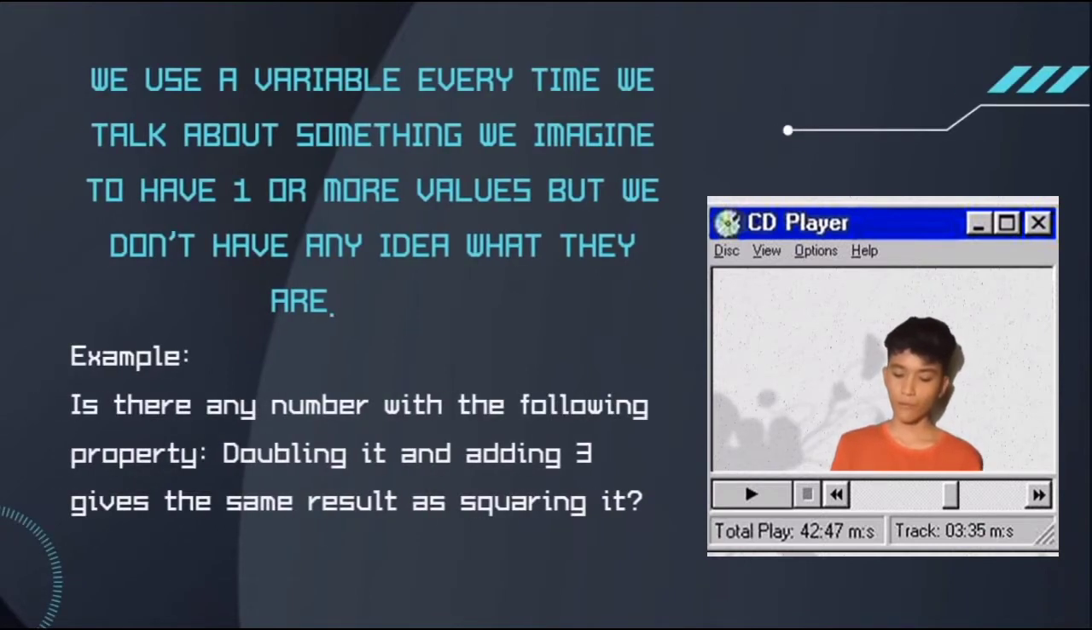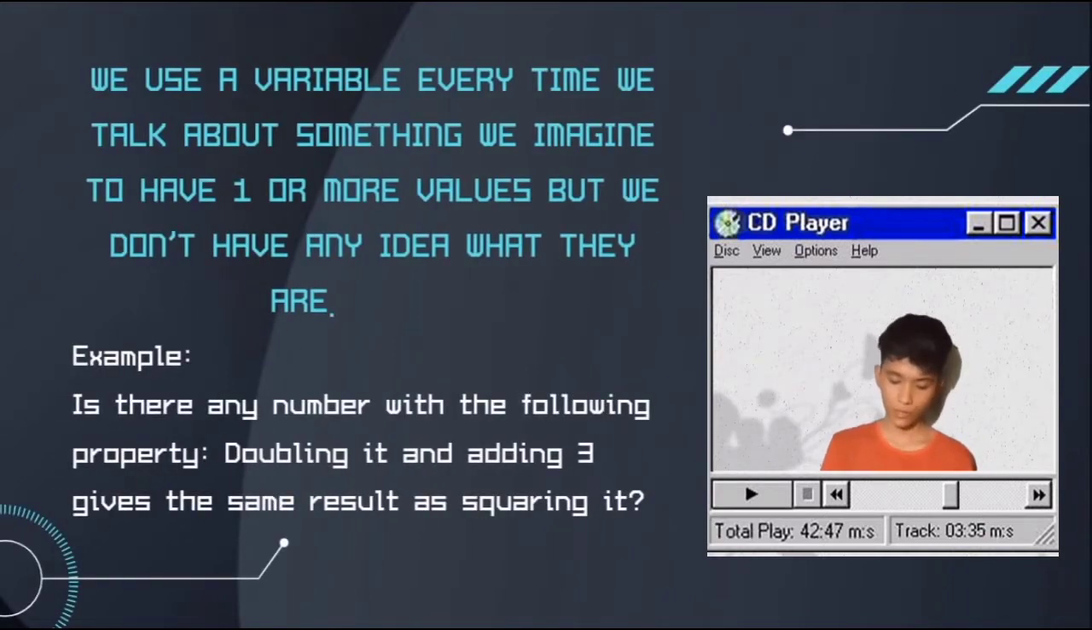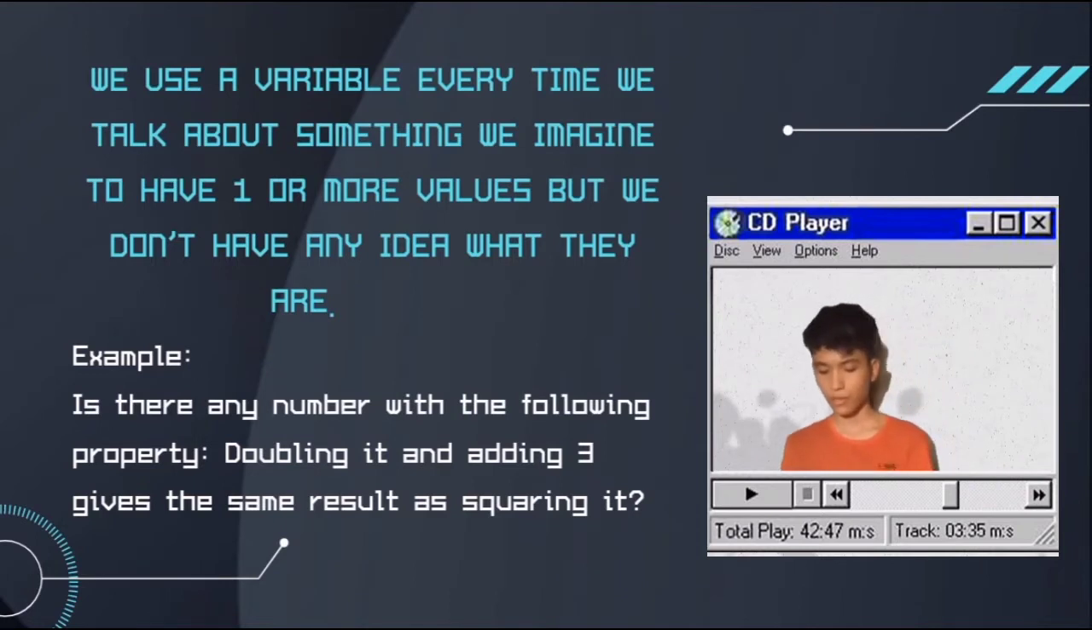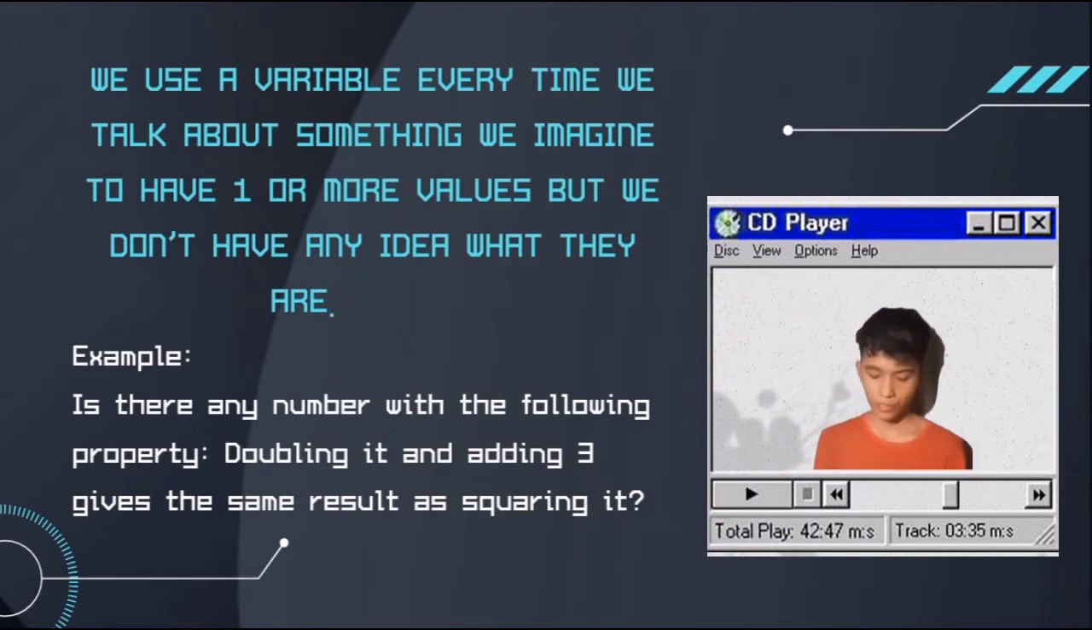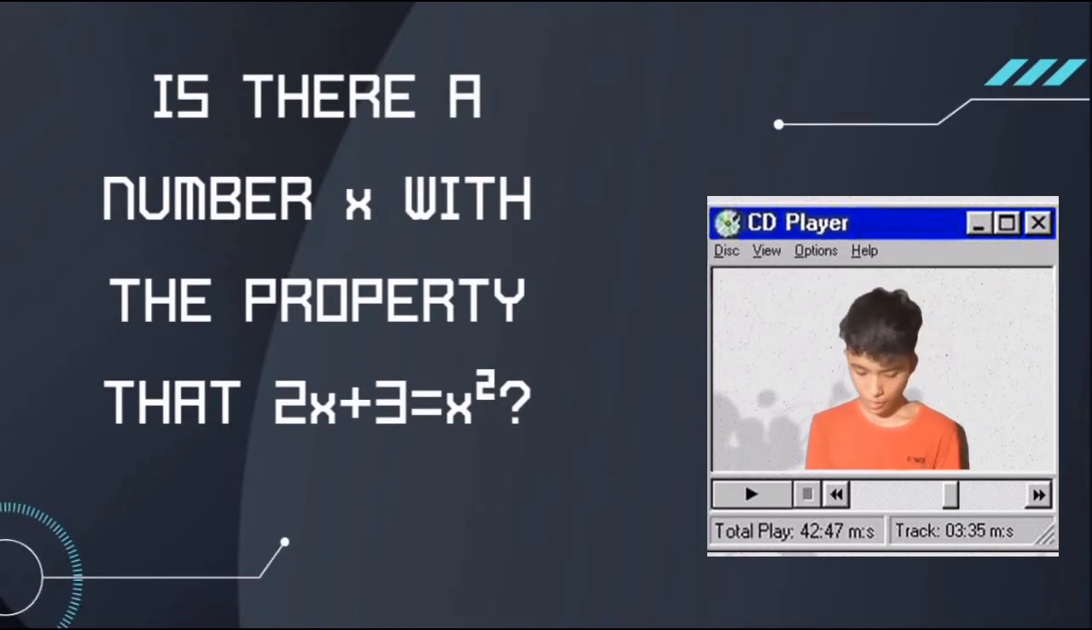We use a variable every time we talk about something we imagine to have one or more values, but we don't have any idea what they are. So this is the example. Is there any number with the following property? Doubling it and adding 3 gives the same result as squaring it. In this sentence, we can use a variable to replace the word it. Is there a number x with the property that 2x plus 3 equals x squared? This is how we represent the given statement using a variable.